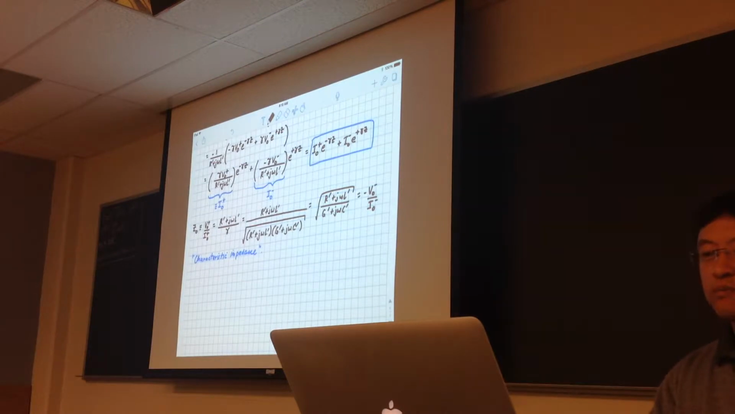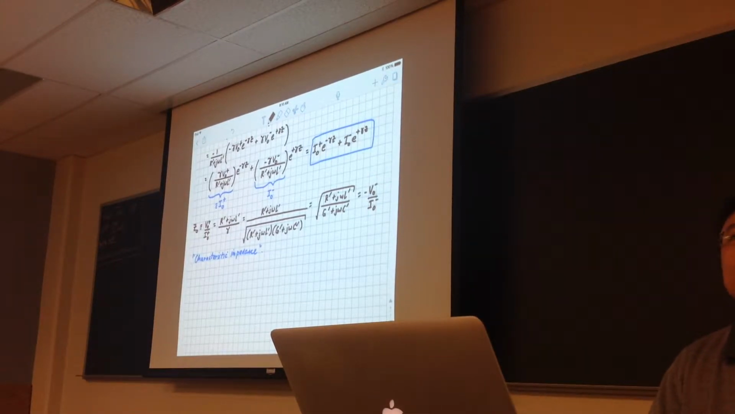Okay, so ratio of these constants. All right. Any questions on what we did last time?